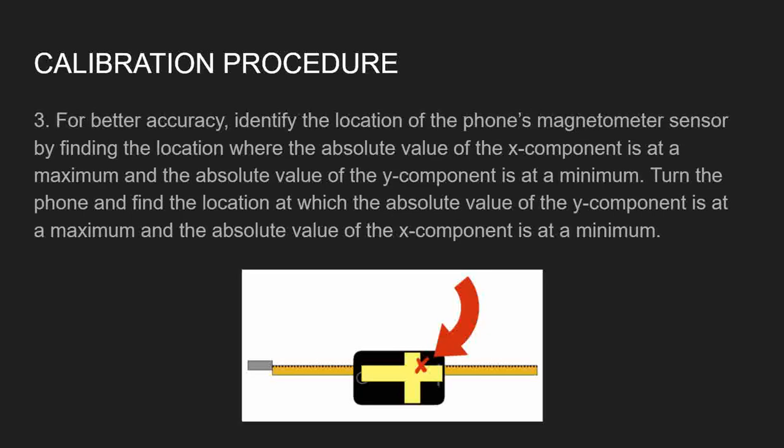For better accuracy, we're going to identify the location of the phone's magnetometer sensor by finding the location where the absolute value of the X component is at a maximum and the absolute value of the Y component is at a minimum. We're going to turn the phone and do the vice versa.